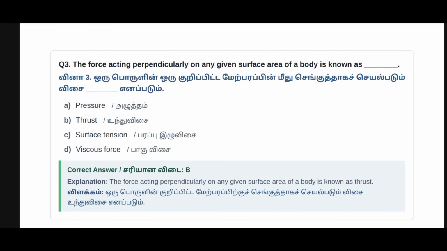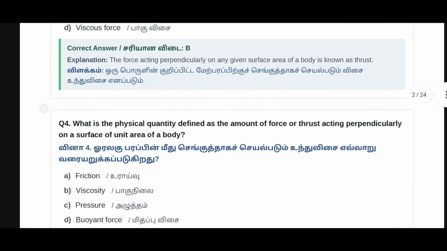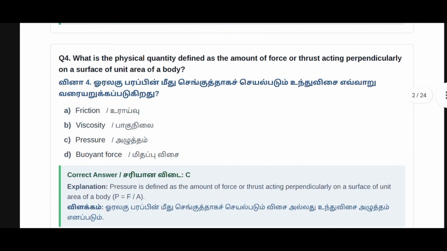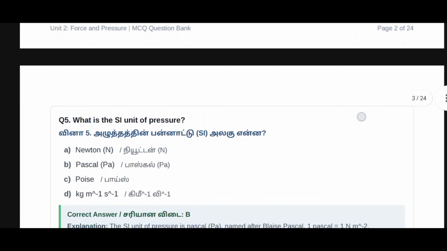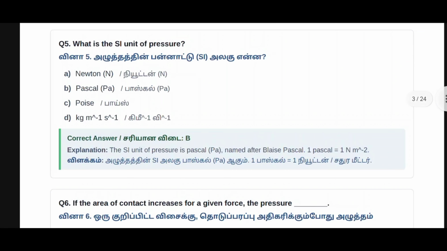The force acting perpendicularly on any given surface area of a body is known as thrust. Option B. Which physical quantity is defined as the amount of force or thrust acting perpendicular on a surface of a unit area of a body? Option C, pressure. What is the SI unit of pressure? Option B, Pascal. இது PN denote பண்ணுவாங்க.